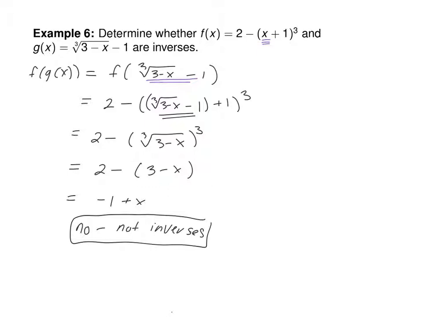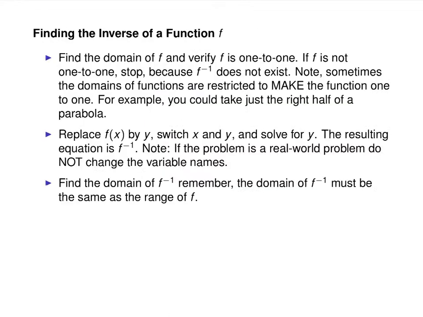All right, so here is how we find inverse functions, like finally. So the steps to find an inverse is first to find the domain of your function f and verify that f is 1 to 1. If f is not 1 to 1, stop, because f inverse does not exist. And something you should note is that sometimes the domains of functions are restricted to make the function 1 to 1. So for example, if you just took the right half of a parabola, all of a sudden that is a 1 to 1 function, and then it has an inverse. So sometimes domains are restricted to only mean part of a picture. Would the left half also be 1 to 1? It would, right? So technically speaking, if they have a restriction, it might be 1 to 1.